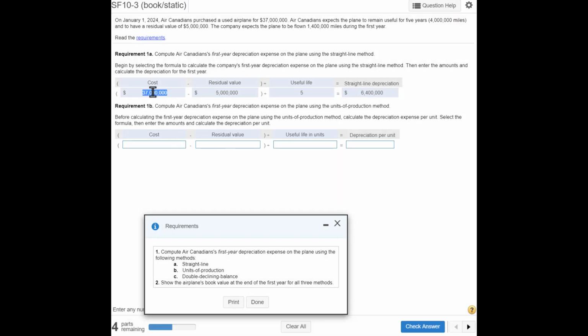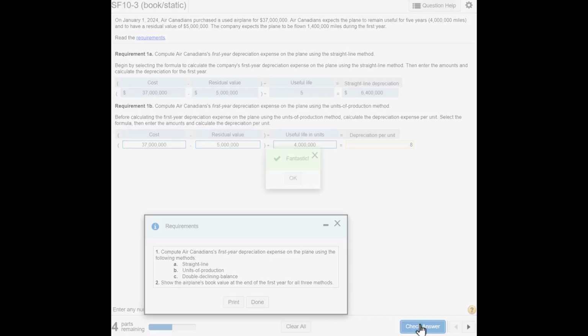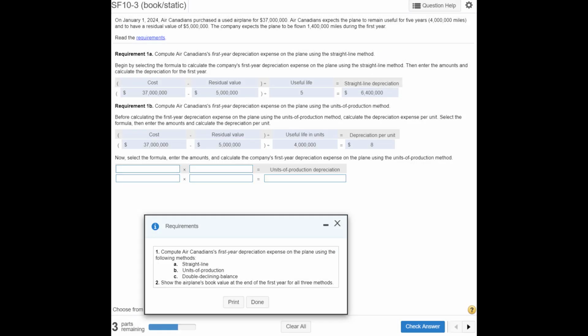For the cost, I can just double click, copy and paste. Same with the residual value, copy and paste. We think the useful life in units, not years, is 4 million. I'll enter the commas this time. If we take 37 million, subtract 5 million, that's 32 million divided by 4 million, which gives us $8 of depreciation per mile flown. So we know the depreciation per mile flown is $8 per mile.